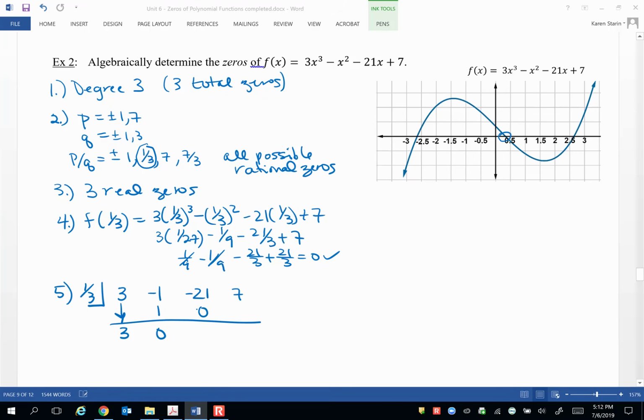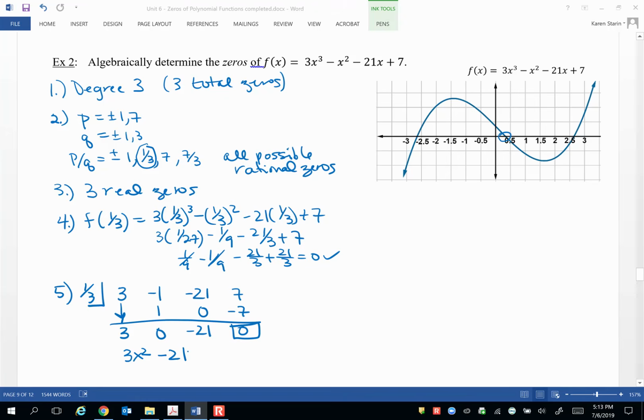0 times 1/3 is 0. -21 plus 0 is -21. -21 times 1/3 is -7. And as we knew, that remainder would be 0. So the depressed polynomial, taking a third degree down to a second degree, is 3x squared minus 0x minus 21.